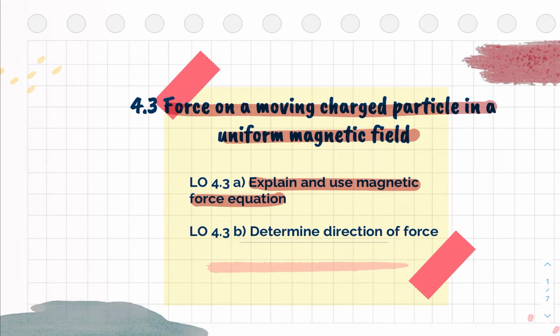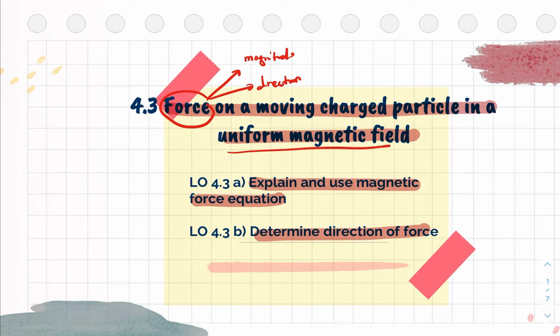Okay. Yang kedua, kita kena determine the direction of the force. As we know, force ialah vector. So disebabkan dia vector, dia perlu ada magnitude and direction. Okay. Tapi hari ini kita nak belajar force in a uniform magnetic field.